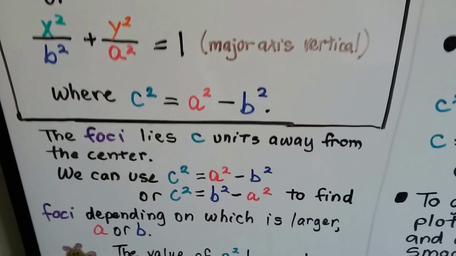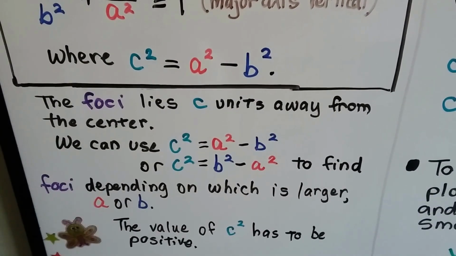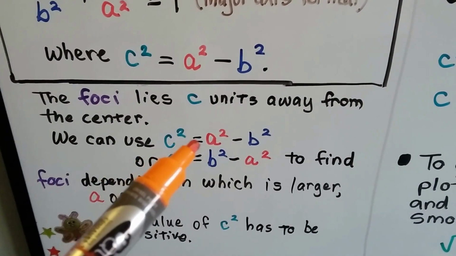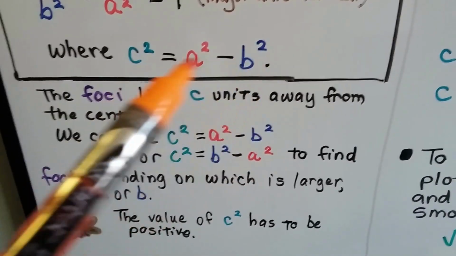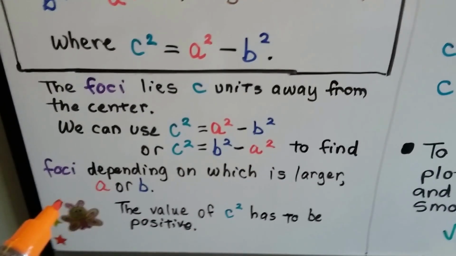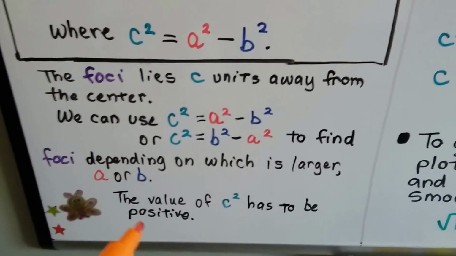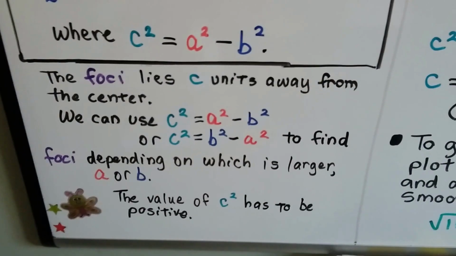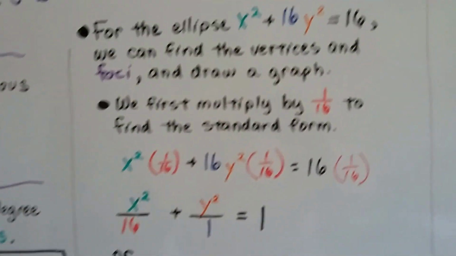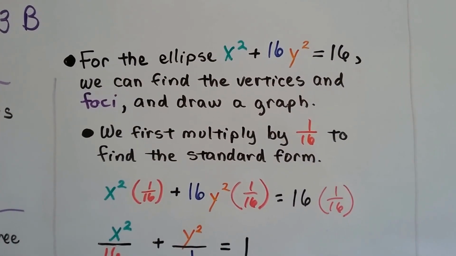Now, the foci lie c units away from the center. So that's why this equation is important. It helps us find the foci. And we can use this c squared equals a squared minus b squared, like here, or we could flip it around and do b squared minus a squared to find the foci, depending on which is larger, a or b. And the value of c squared has to be positive because we can't have a negative amount away from the center, can we? For the ellipse x squared plus 16y squared equals 16, we can find the vertices and the foci and draw a graph.